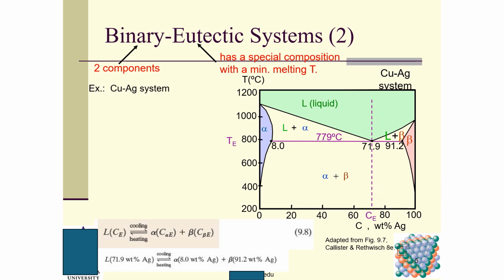If we write this as a chemical reaction equation, at this point we have L with CE, the eutectic composition. If we cool this liquid, we will have two different solid phases, alpha and beta, and please note alpha is C alpha E, and beta is C beta E. Any questions so far?